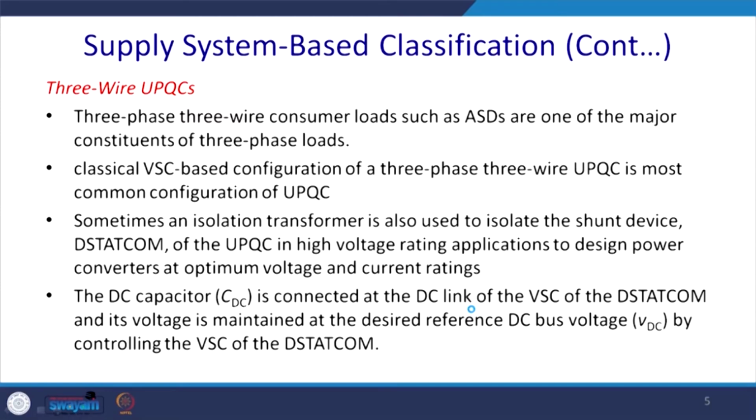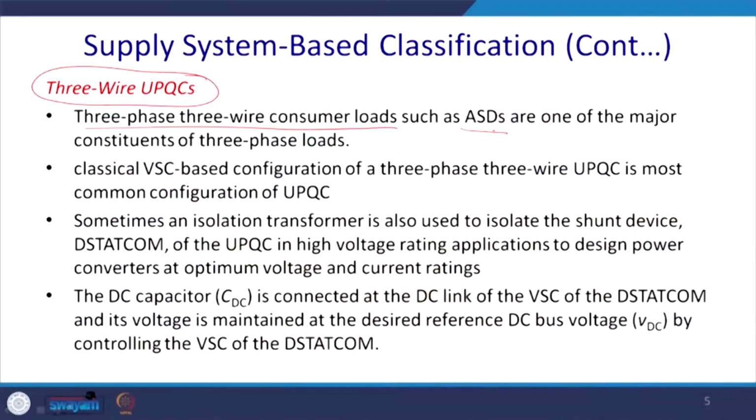Now, we talk about the more common UPQC that is placed, because loads are around 10 kVA to 100 kVA, and thus the rating of the UPQC will be in that range. The 3 phase 3 wire consumer loads such as adjustable speed drives, for example, malls where you have multiple lifts operating, or big buildings, such as ASDs are one of the major constituents of the 3 phase loads. The classical VSC based configuration of the 3 phase 3 wire UPQC is the most common configuration of the UPQC.